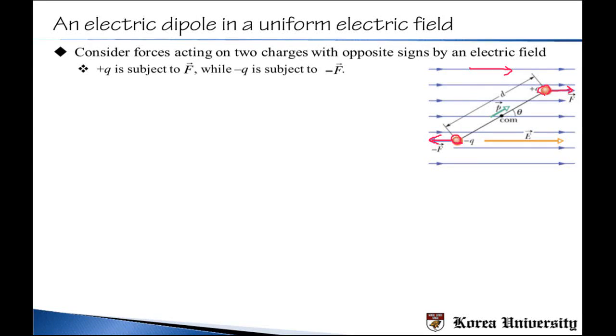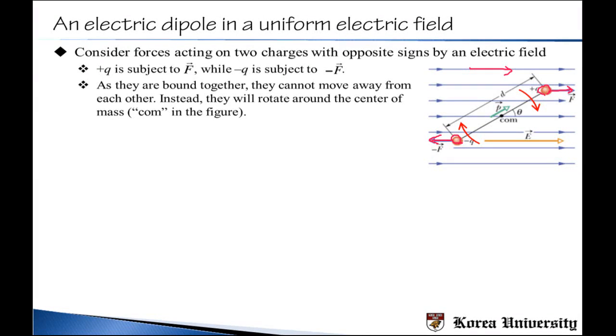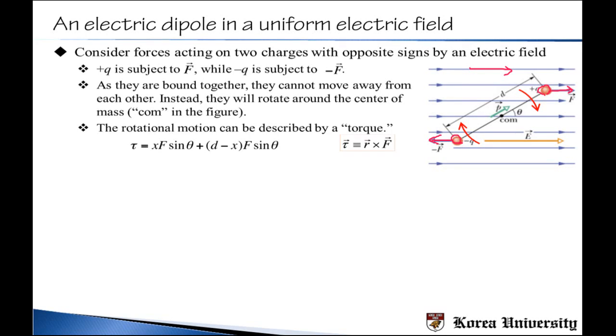Okay, but remember, an electric dipole is 2 charges actually held together. So these 2 charges cannot move separately. They have to move together. So as a result, what happens is that they will rotate around the center of mass, which is written as COM. Okay, so when there is a rotational motion like this, we can now think about a torque instead of the force.